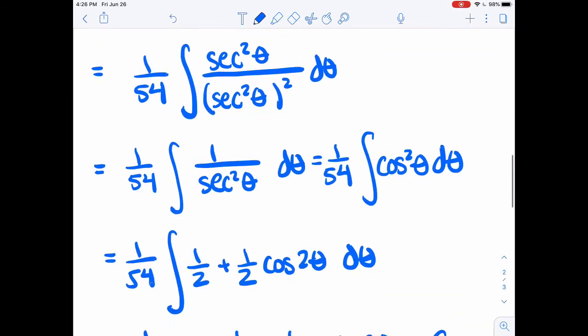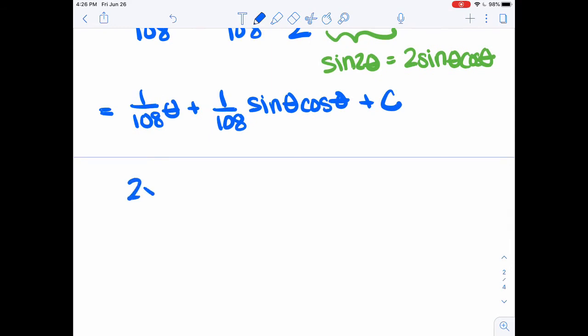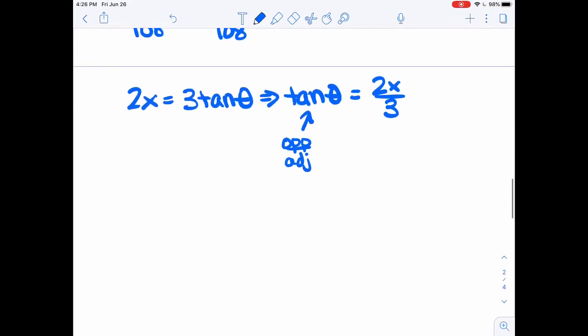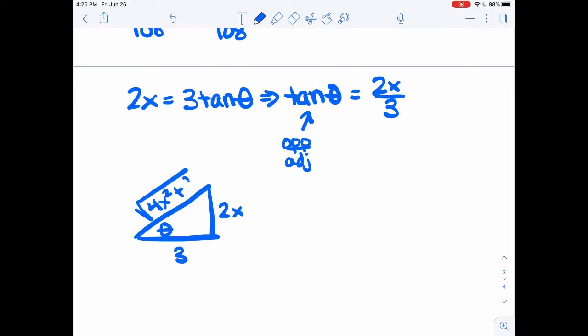2x equals 3 tan theta. So we have 2x equals 3 tan theta, or tan theta equals 2x over 3. Now tangent is opposite over adjacent. Again, SOHCAHTOA, right? So let me draw a triangle. Let me draw an angle theta. The opposite to the angle theta is 2x, and the adjacent is 3. And that makes this hypotenuse the square root of 4x squared plus 9.